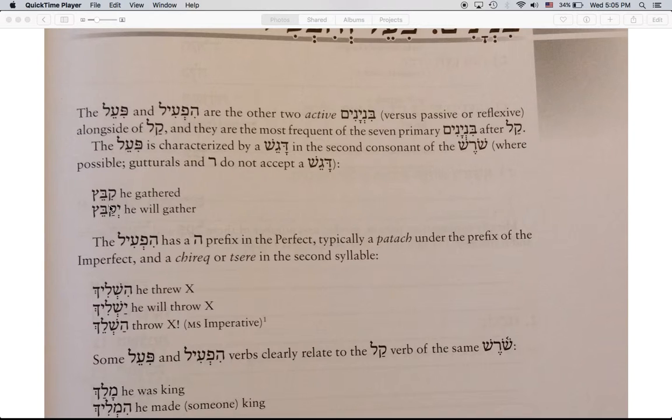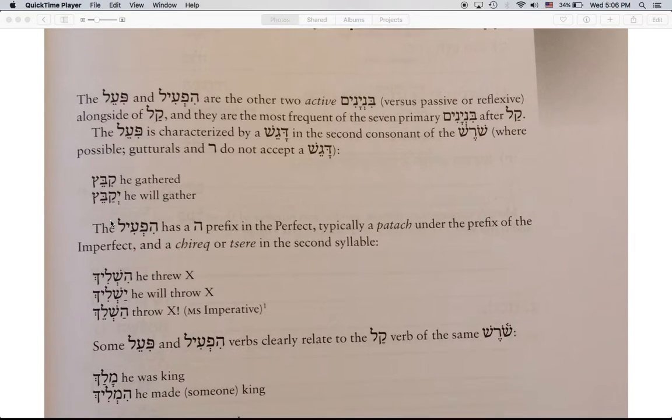Also note the vowels. Piel itself, we see it up here, is spelled hireq underneath the pe and tsere underneath the ayin. And those two vowels are characteristic of the perfect. We see them here, hireq and tsere. Typically in the imperfect, the yod is spelled with a shva underneath it. Then there's a patach and a tsere, although these vowels are regularly changed.